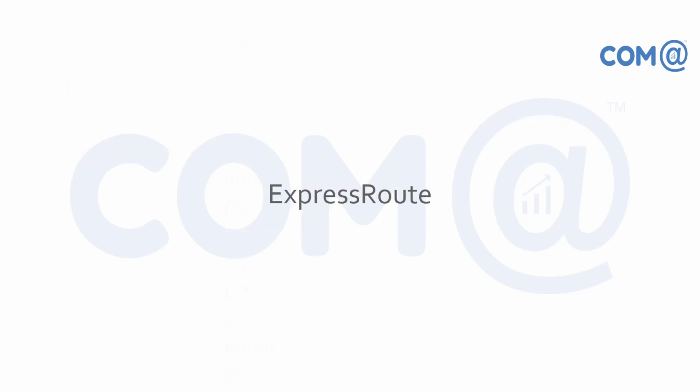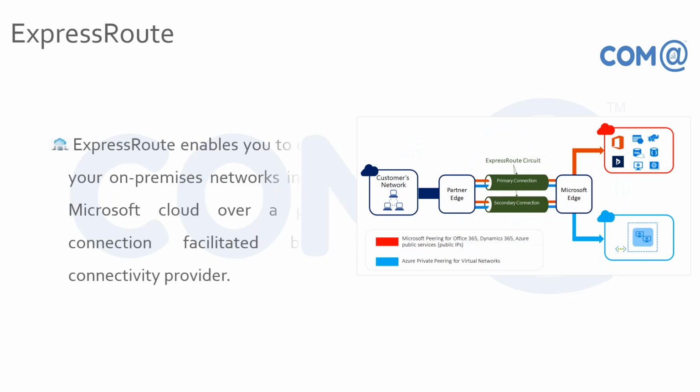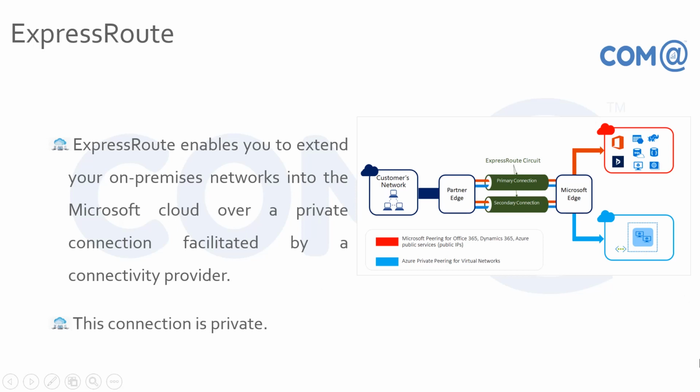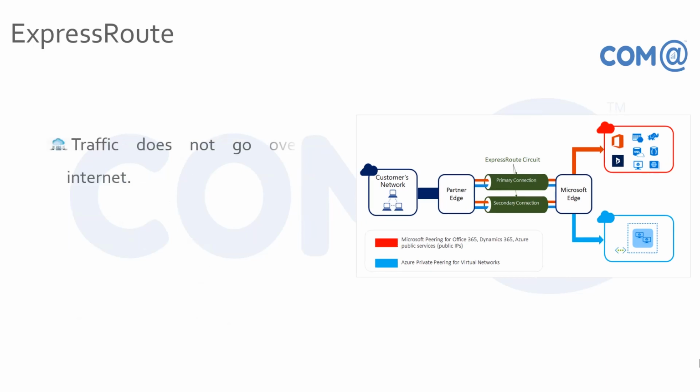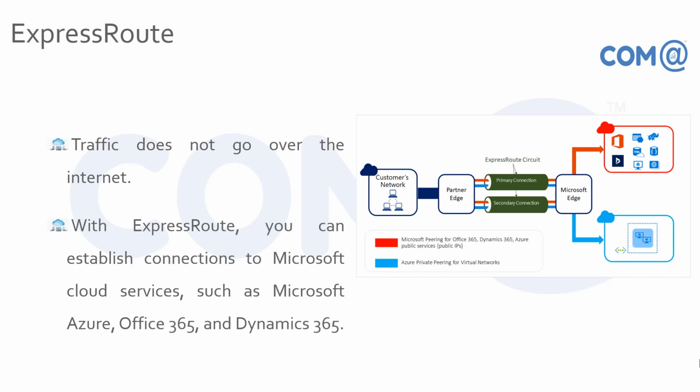So I will start with ExpressRoute. ExpressRoute enables you to extend your on-premises networks into the Microsoft Cloud over a private connection facilitated by an internet service provider. This connection is a private connection, so the traffic does not go over the public internet. With ExpressRoute, you can establish connections to Microsoft cloud services such as Azure, Office 365, Dynamics 365 and more.